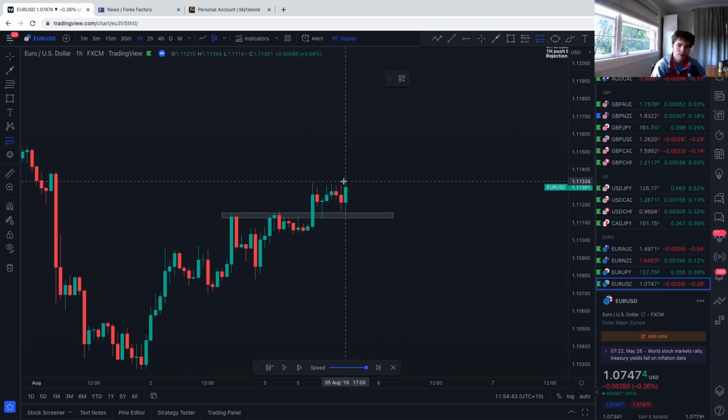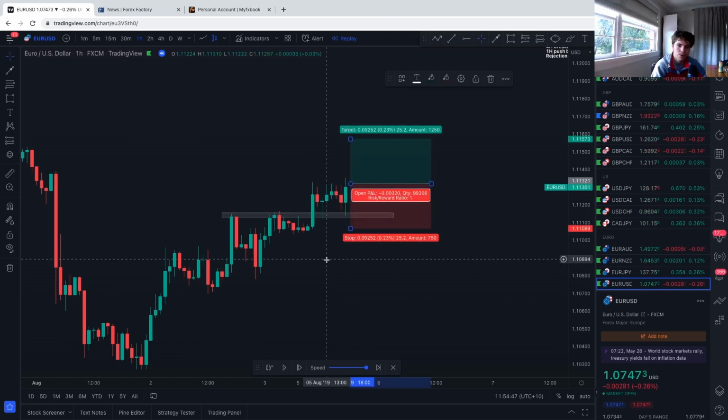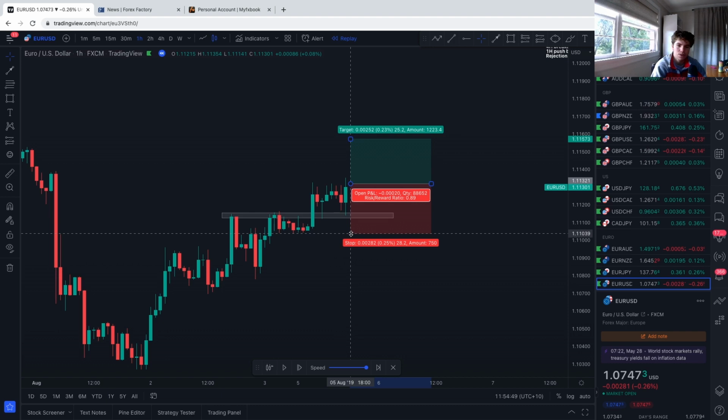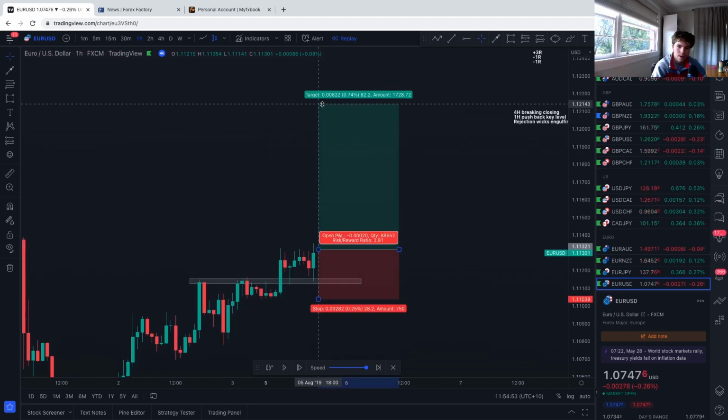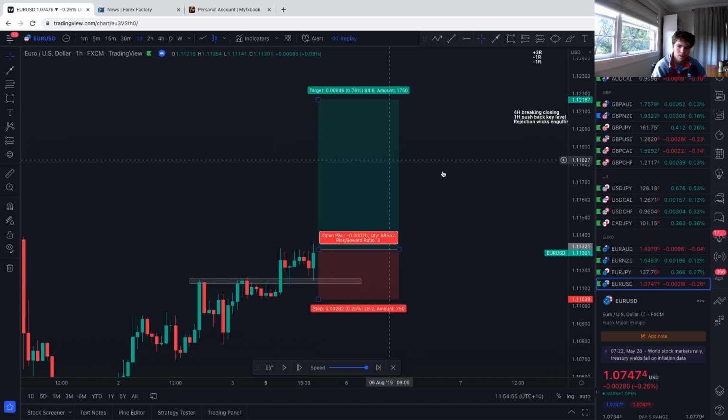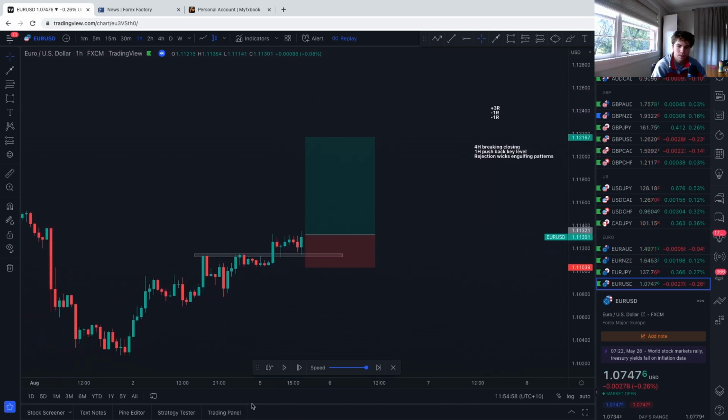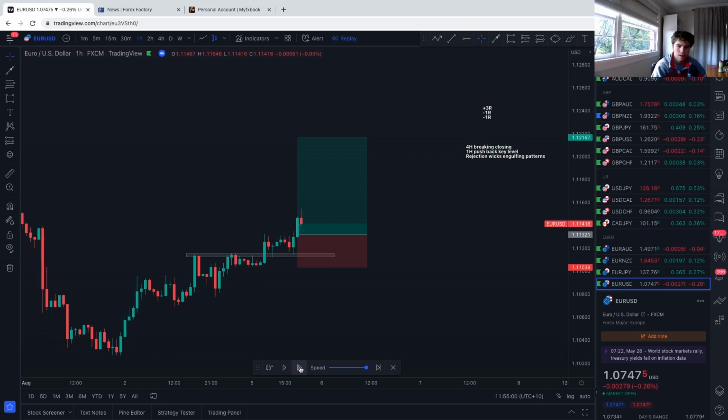I think this is fine. Not too concerned about this wick. You can still see we have quite a big engulfing candle. We'll just enter somewhere around here. Stop loss, quite safe, and we'll just go for our 1 to 3. So we see this momentum shift, double bottom. Let's see what happens.